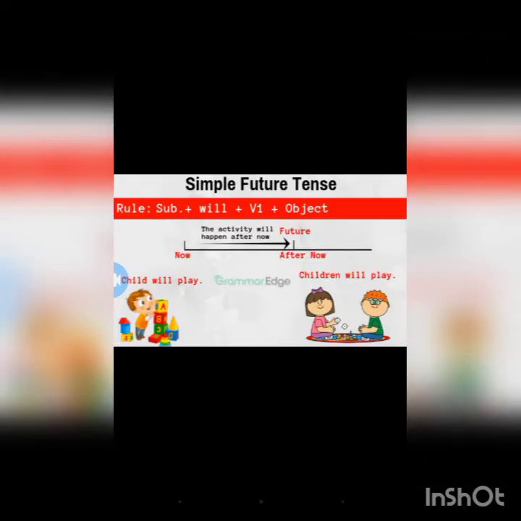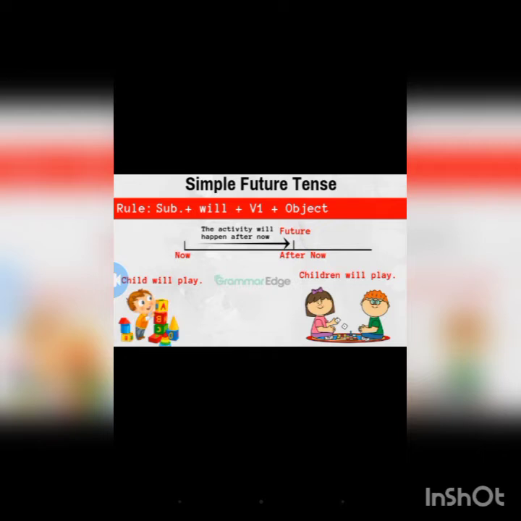The first one is simple future tense. Simple future tense is used to talk about actions that haven't happened yet. Till now the action hasn't happened, and in the future it will happen. The activity will happen after now. After now means it is future. Tomorrow, after now, is future; now is present tense, and after some time it will be the future tense. So the activity will happen after now. It is used to talk about actions that haven't happened yet.